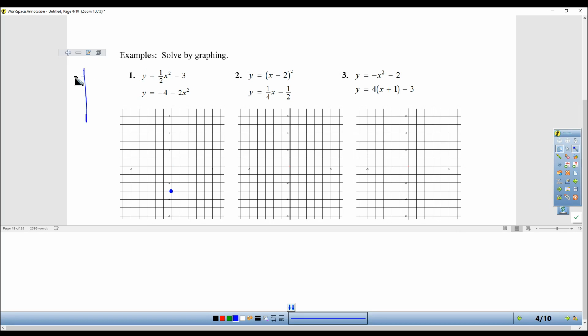And I normally do 0, 0, 1, 1, 2, 4. But because of the 1/2, I'm going to multiply each of these things by 1/2. So this parabola, instead of going 1, 1, I'm going to go 1, 1/2. And instead of going 2, 4, I'm going to go 2, 2. So that's what that parabola looks like.